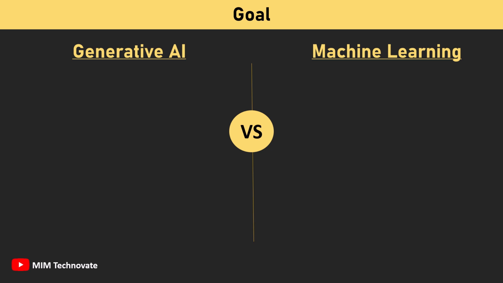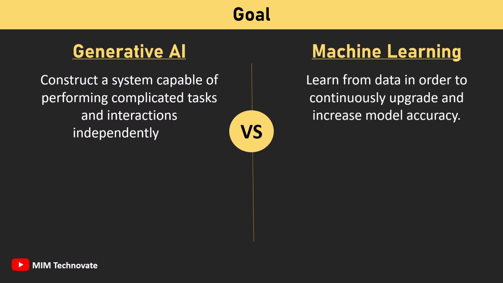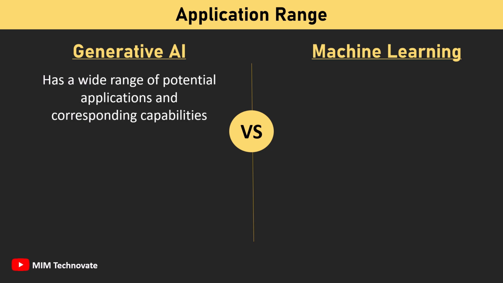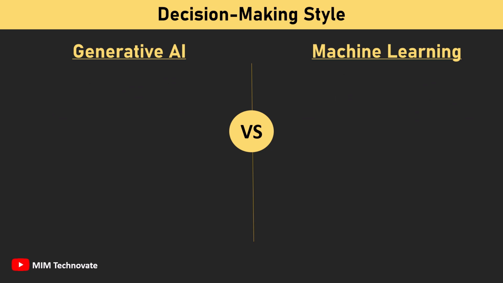Goal. The goal of generative AI is to construct a system capable of performing complicated tasks and interactions independently. While the goal of machine learning is to learn from data in order to continuously upgrade and increase model accuracy. Application range. Generative AI has a wide range of potential applications and corresponding capabilities. On the other hand, machine learning has a wide variety of potential uses, but a very limited set of capabilities within that range.